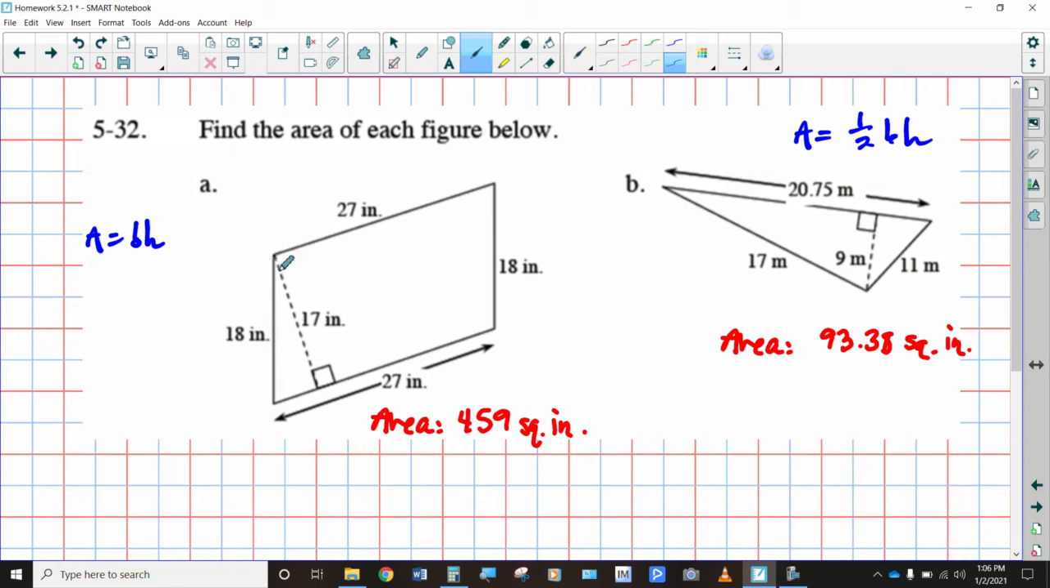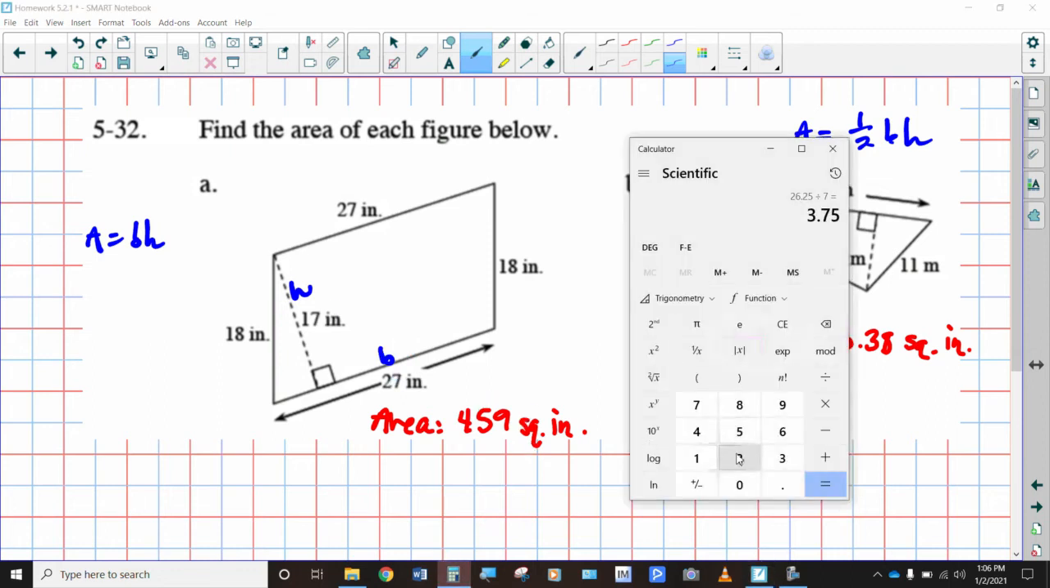Because we've got this distance right here measured perpendicular to this side right here, we're going to call this the base, and this will be the height. So base times height is 27 times 17. Go ahead and prove that. 27 times 17 is equal to 459, and that would be square inches because we're counting the total number of squares that would fill up this entire space.